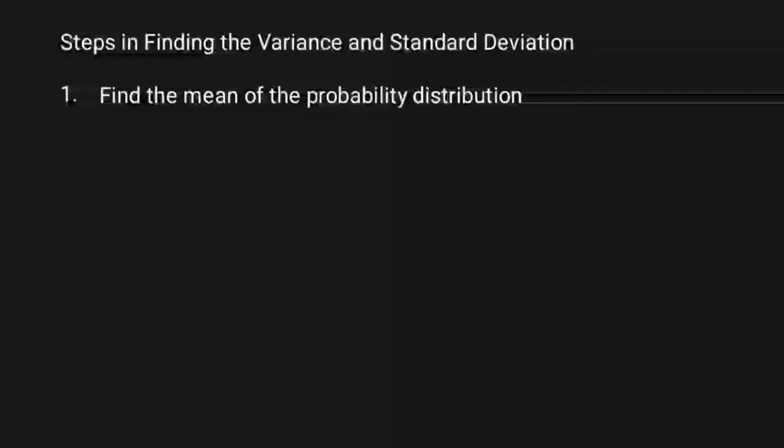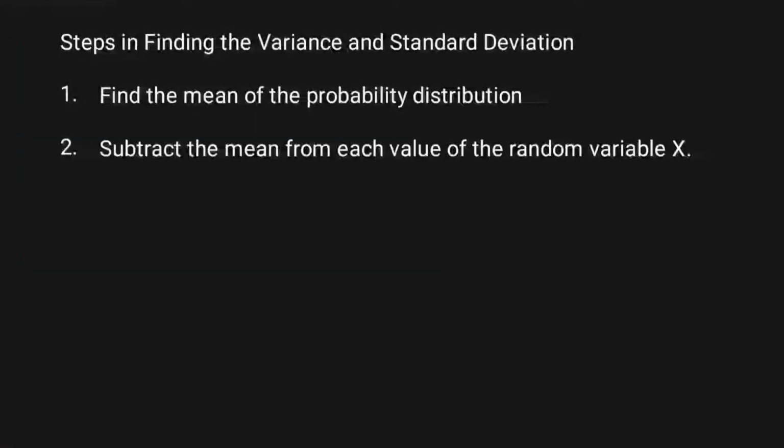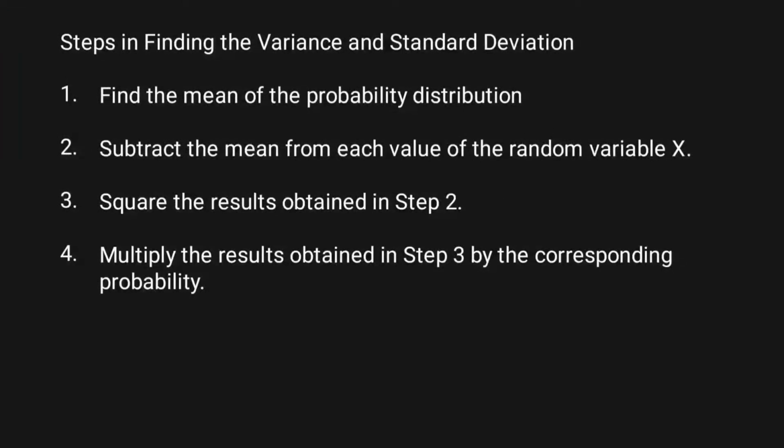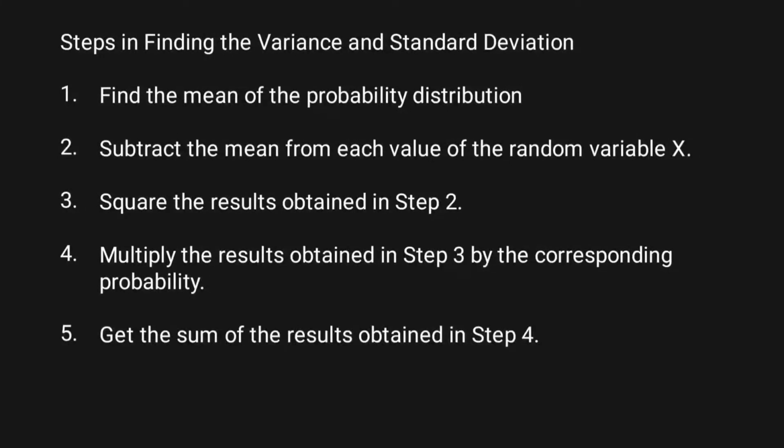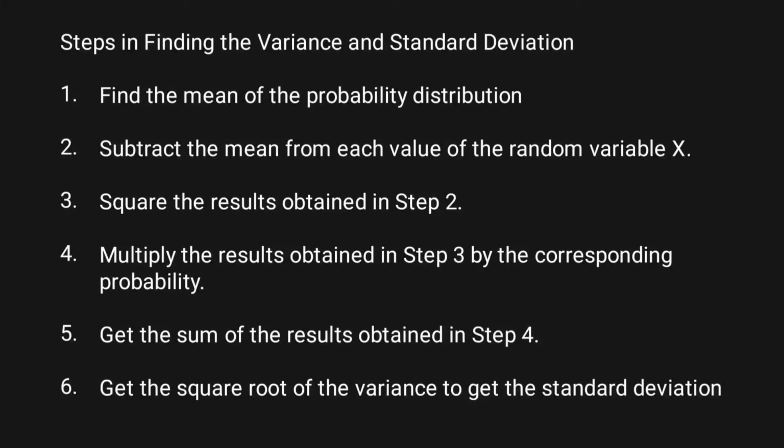Okay, so here are the steps in finding the variance and standard deviation. Okay, 1. Find the mean of the probability distribution. Then, subtract the mean from each value of the random variable x. Square the results obtained in step 2. Multiply the results obtained in step 3 by the corresponding probability. Then, get the sum of the results obtained in step 4. So, yun na yung variance natin. Then, to get the standard deviation, get the square root of the variance.